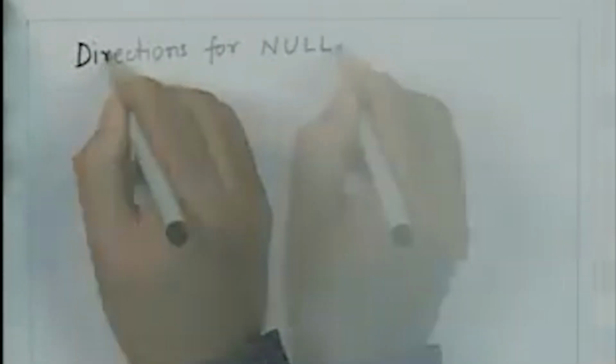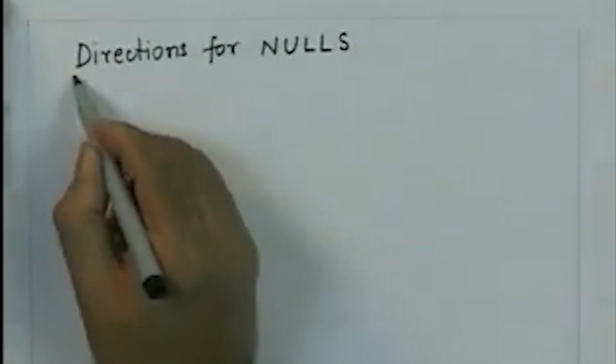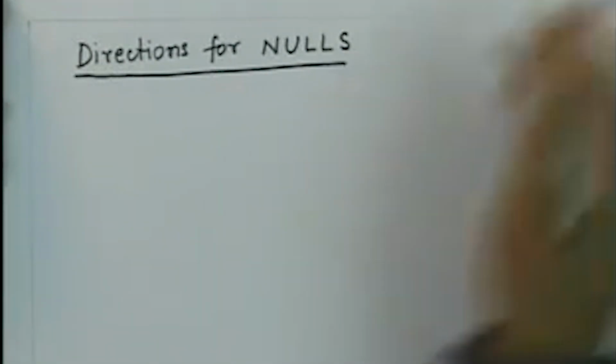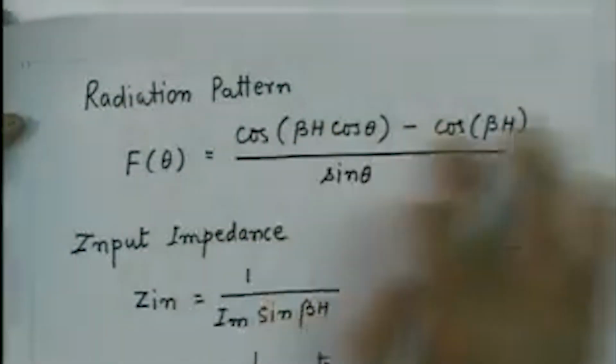These directions where the electric field goes to 0 are what are called the directions of nulls. So, a null in a radiation pattern is defined as that direction in which the electric field is 0. So, we can now get the directions for nulls by equating the radiation pattern of this dipole to 0.